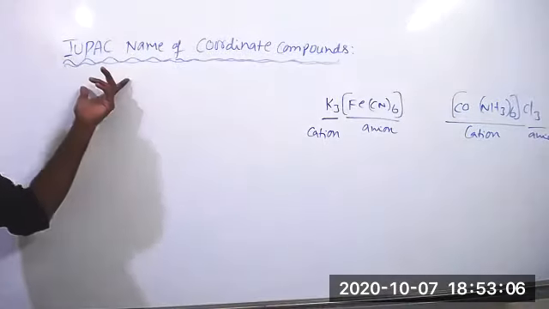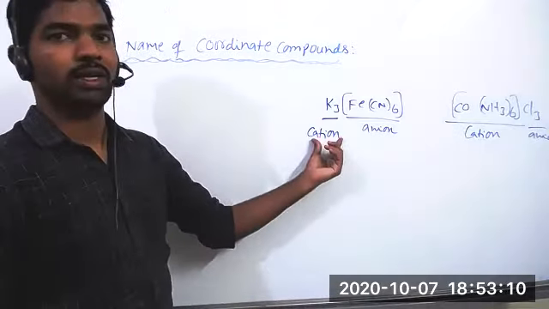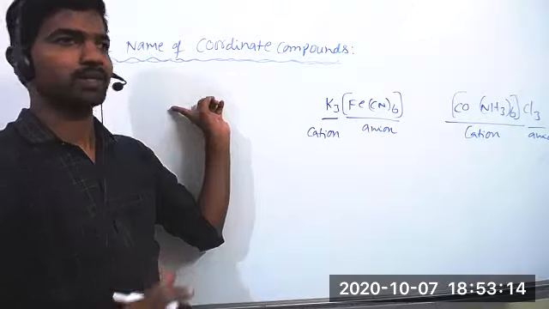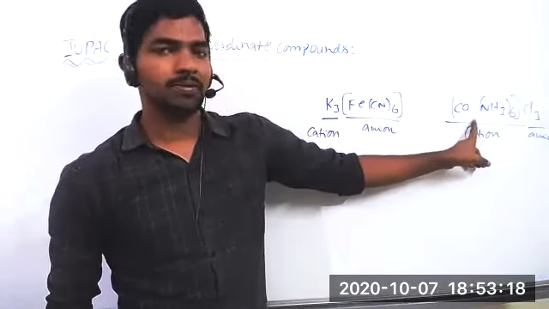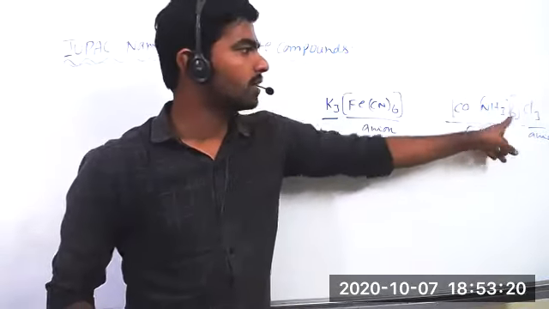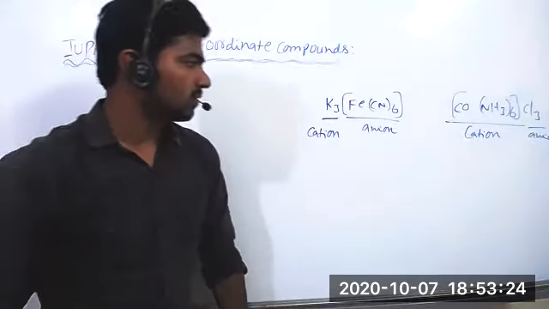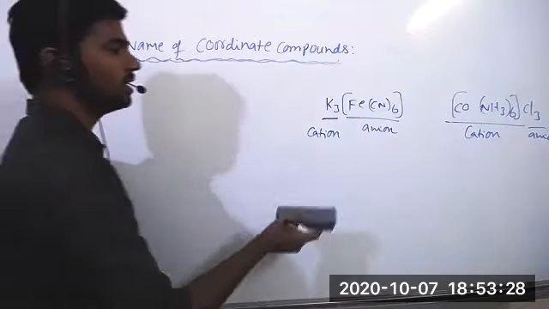While writing the IUPAC name of a coordination compound, first we have to write the name of the cation, whatever that may be, even a complex. Here the cation is potassium, so we write potassium first. In this compound, the cation is this complex, so first we write the name of this, and after that we write chloride. That is the first step: first the name of the cation, after that the anionic name.